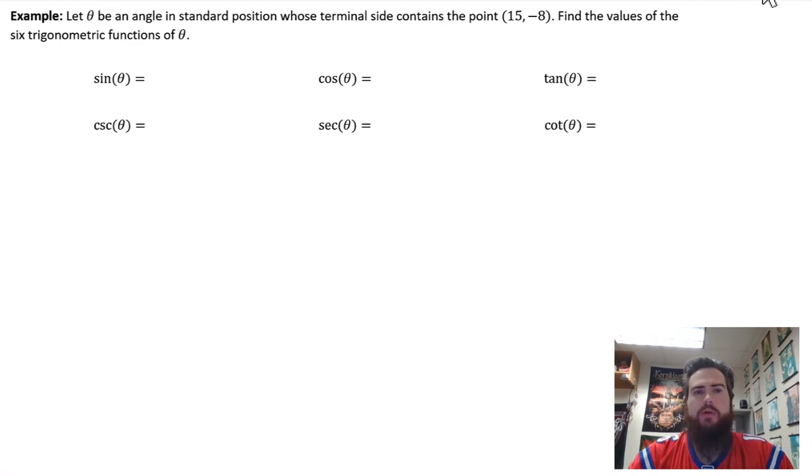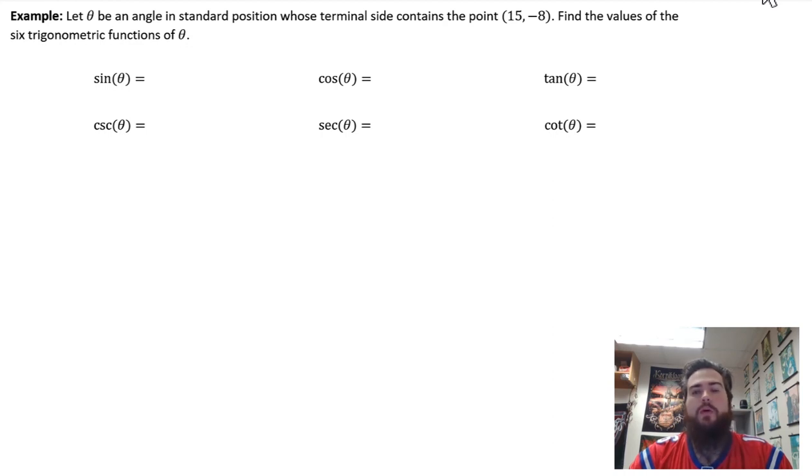For this example, we are going to let theta be an angle in standard position whose terminal side contains the point (15, -8). We are then going to find the values of the 6 trigonometric functions of theta. That means that we are going to evaluate sine of theta, cosine of theta, tangent of theta, and their reciprocals.